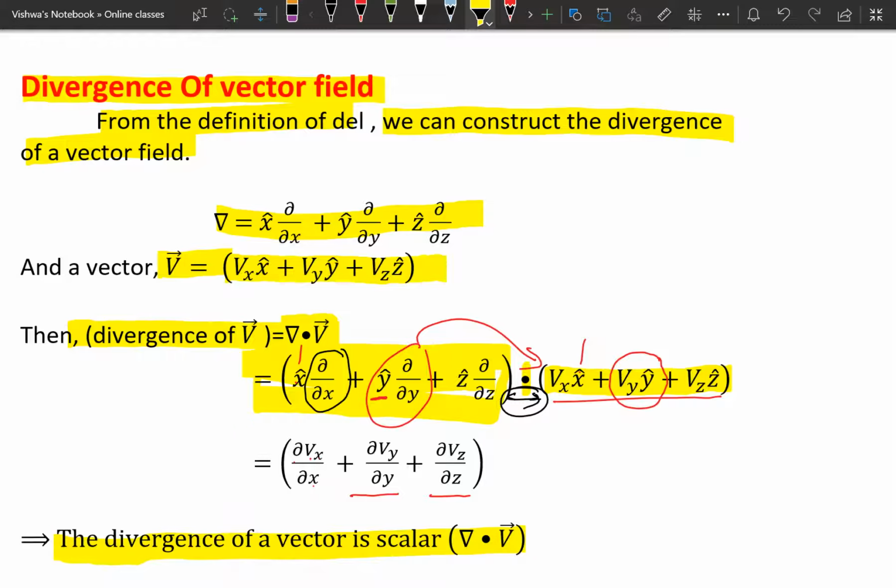The gradient of a scalar function is a vector, but the divergence of a vector field is a scalar because it operates under a dot product. By using this method we can find the divergence of any vector field.